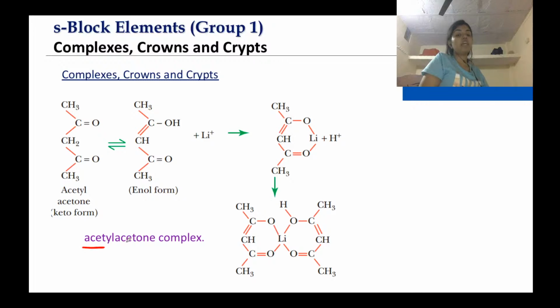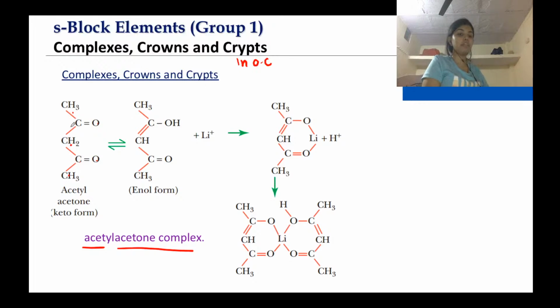Similarly, you are having what? Acetyl acetone complex. So what is acetyl acetone? It is CH3 C double bond O, CH2 C double bond O, CH3, right? So this is the keto form of acetyl acetone, as we are having 2 keto groups here. So it is the keto form. In organic chemistry, you will learn about the keto and the enol form.